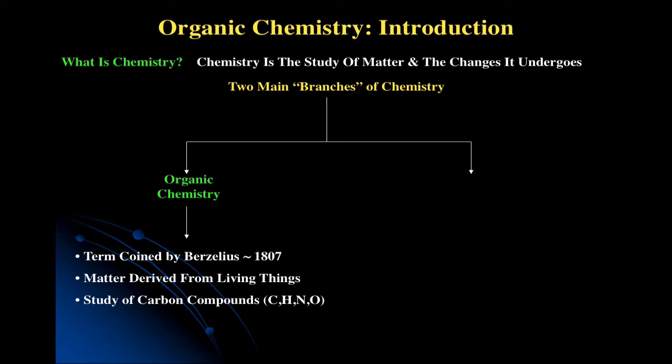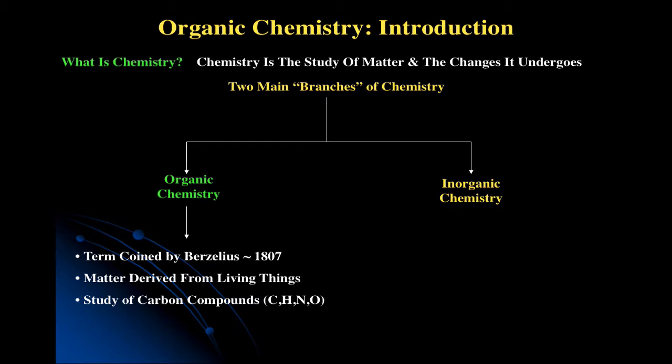Today, however, we no longer use this definition. Today we use the definition of the study of carbon-containing compounds. And technically, to be an organic molecule, you must have at least one carbon-hydrogen bond in the molecule. Okay? Carbon dioxide is a carbon-containing molecule, but organic it is not. It has no carbon-hydrogen bond anywhere. Okay? The other branch, can anybody guess what it is?